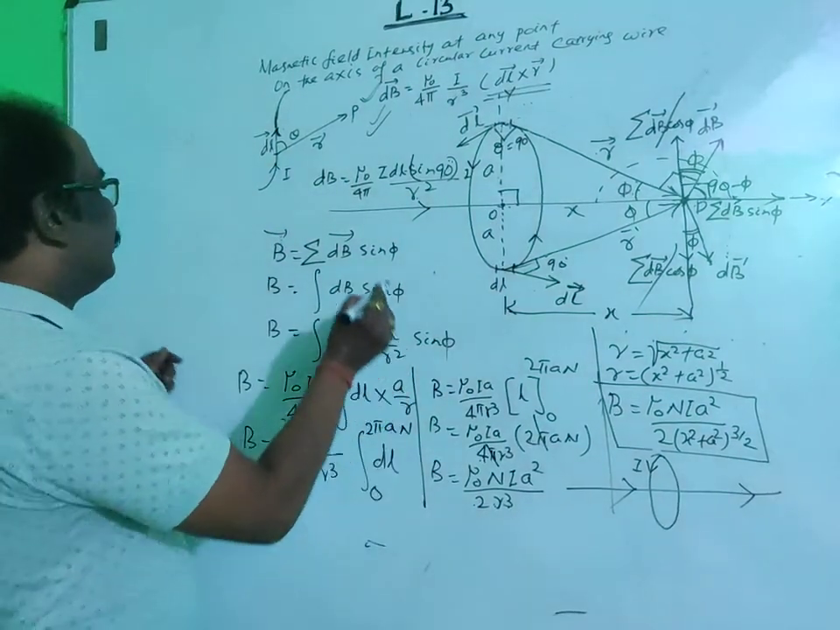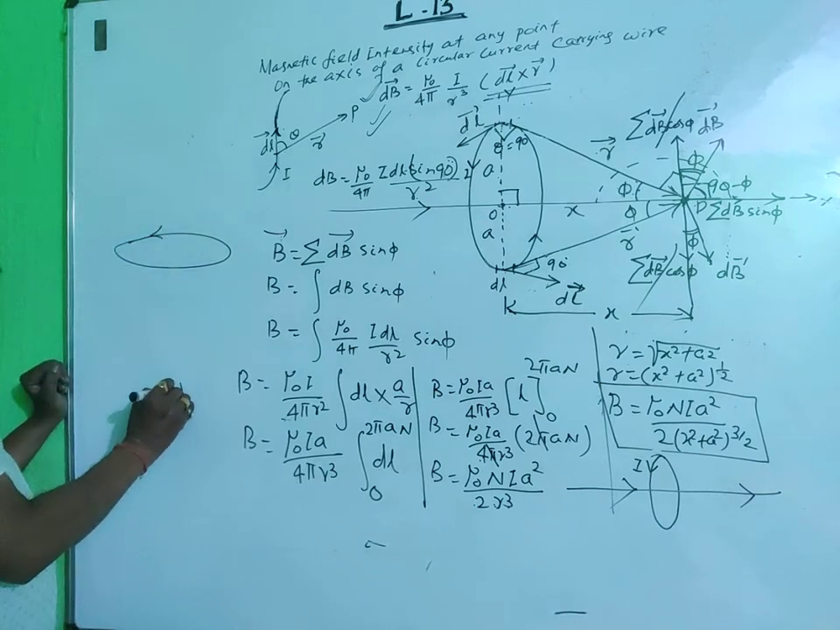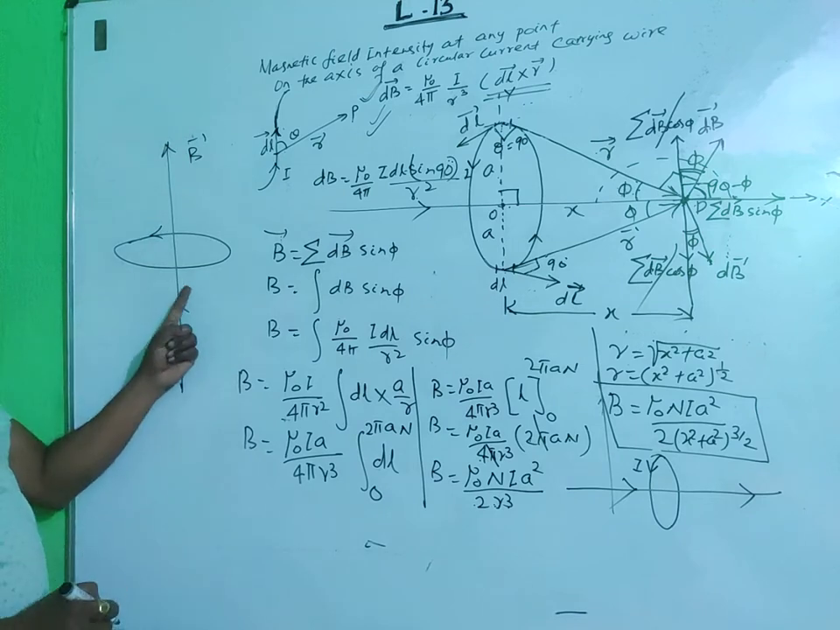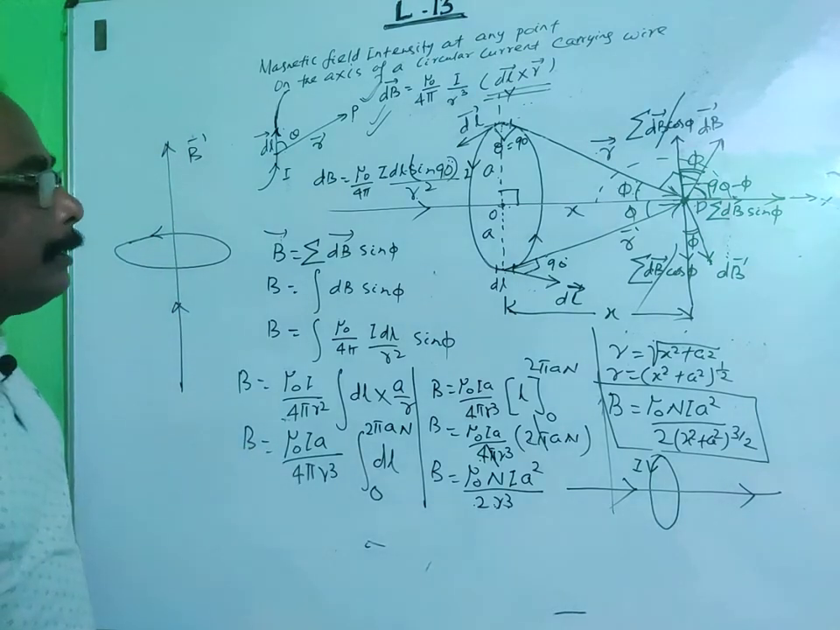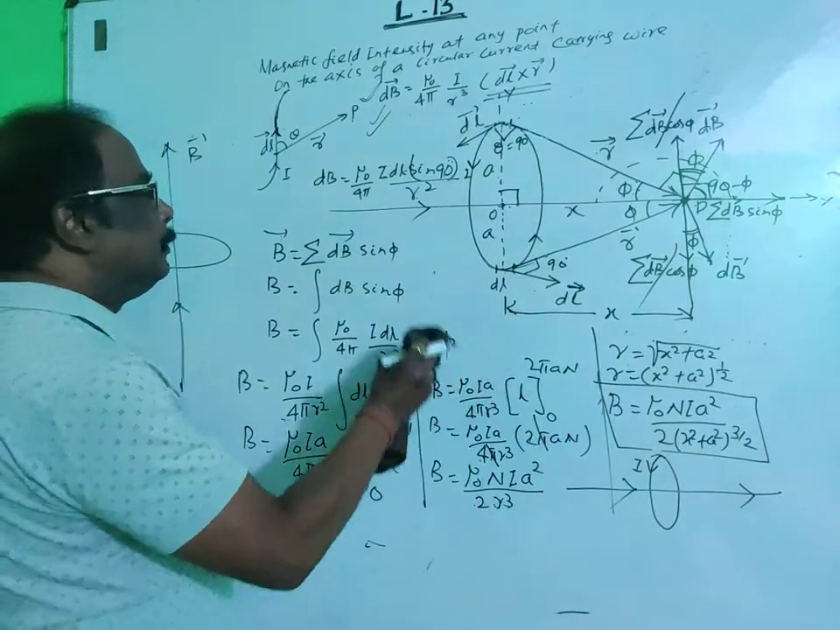Suppose current is flowing in anticlockwise order. Then this is the direction of magnetic field. This is south pole. This is north pole. Direction will be the same. Direction will not differ. This is the direction of magnetic field.